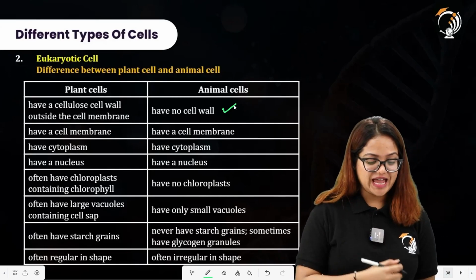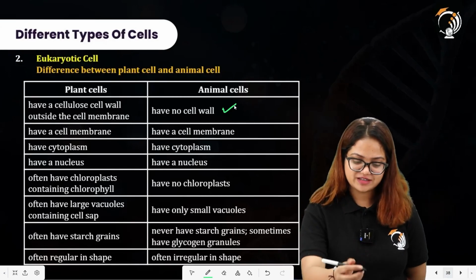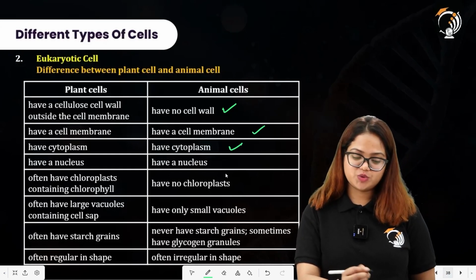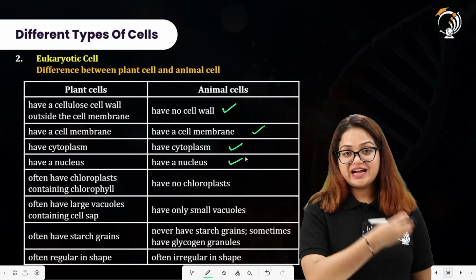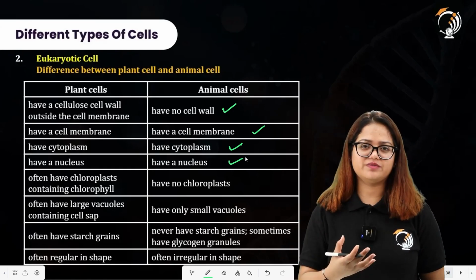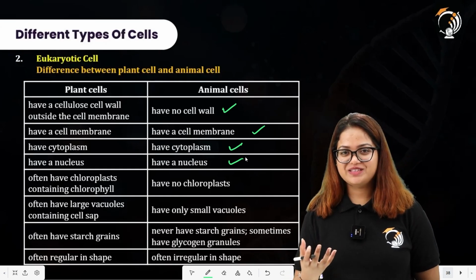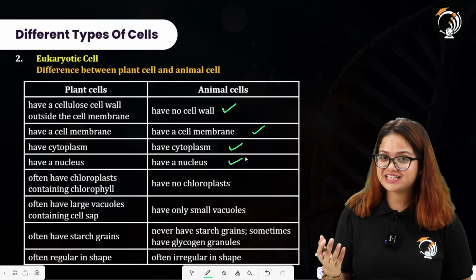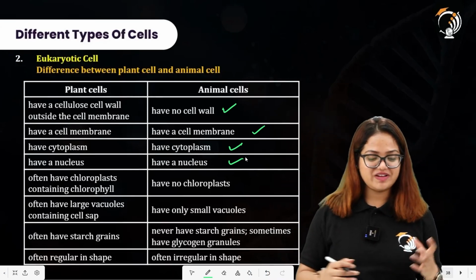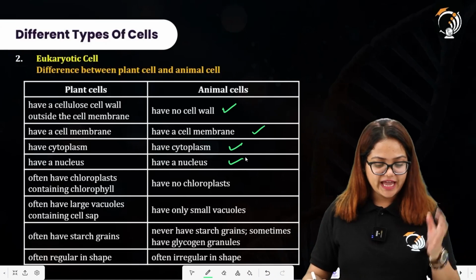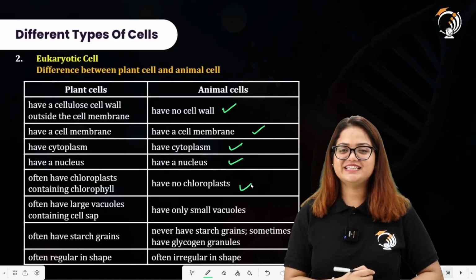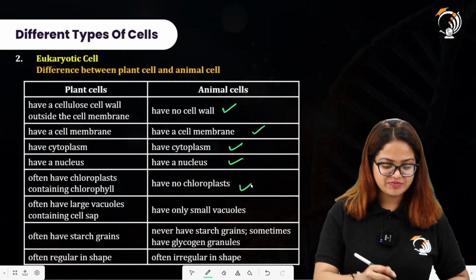Alright. Both of these have a cell membrane. Cytoplasm is there in both. Both of these have a nucleus. The plant cell often has chloroplast. So why did we say that they often have? Why did we not say that all of the plant cells have the chloroplast? All of the cells in a plant do not perform the process of photosynthesis. So that's why we have just stated that they often have chloroplast containing chlorophyll. As stated, animal cells do not have chloroplast.